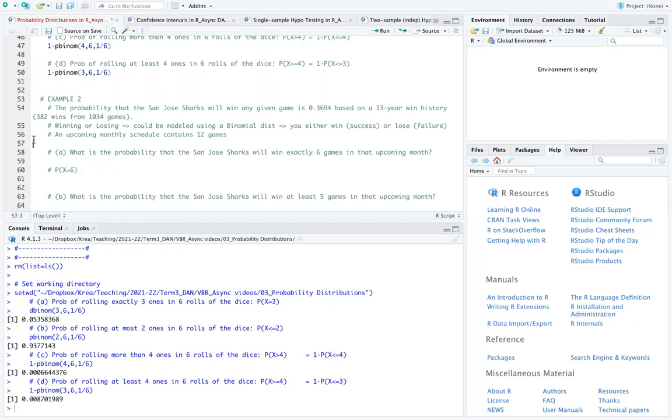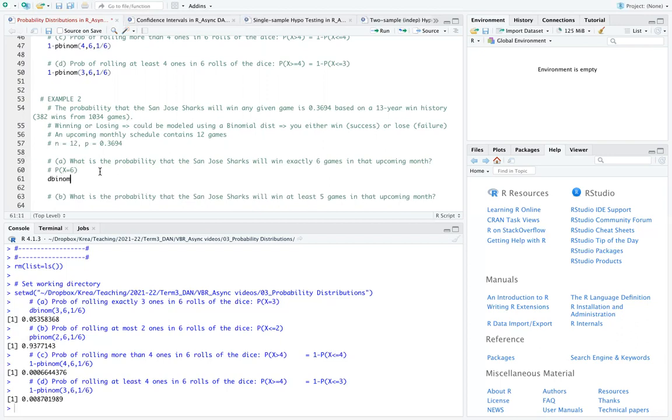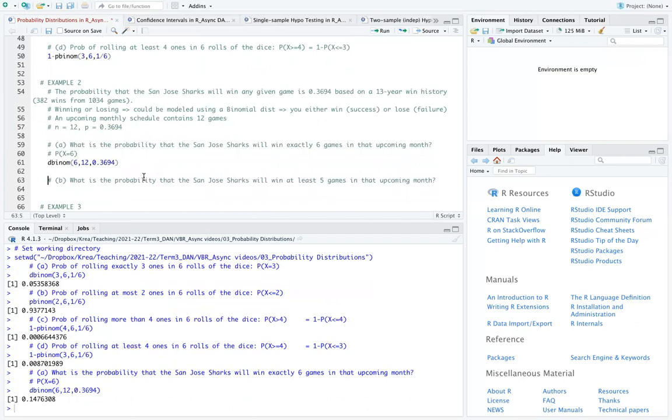So let me just move this line there, and let's begin to solve this. Because it's an exact probability, we use the letter d. So we have dbinom, with 6 successes from 12 trials with the probability of success being equal to 0.3694. And the answer is 0.14763. And that's it.